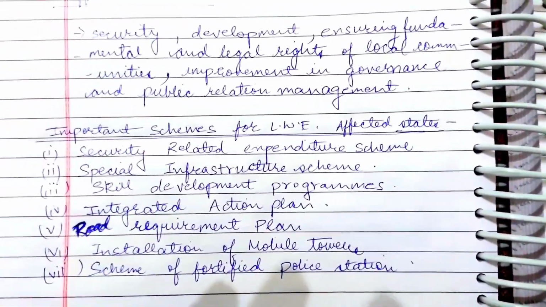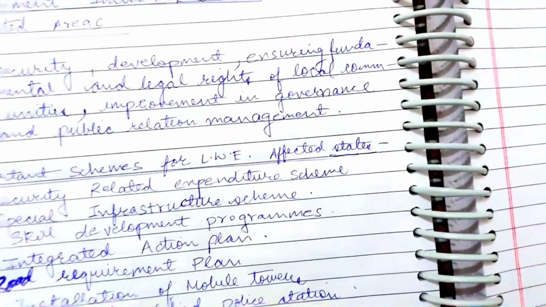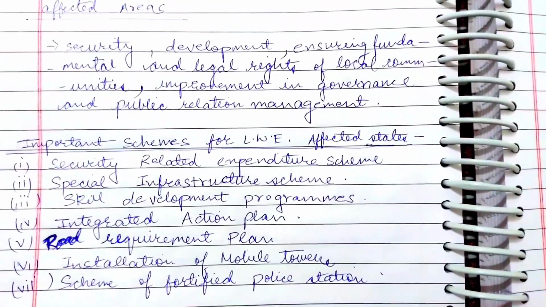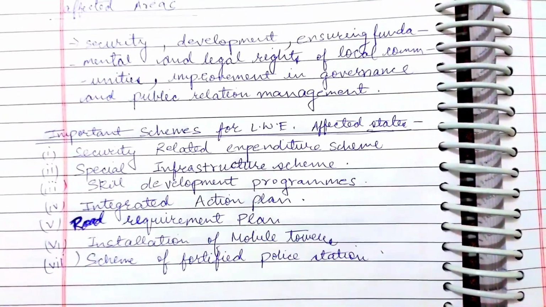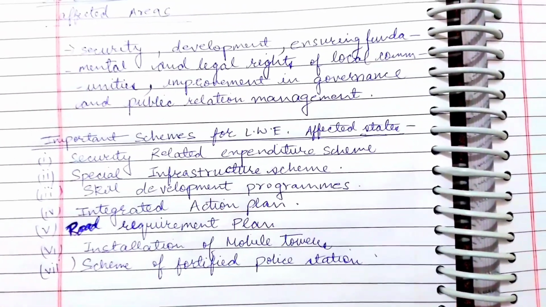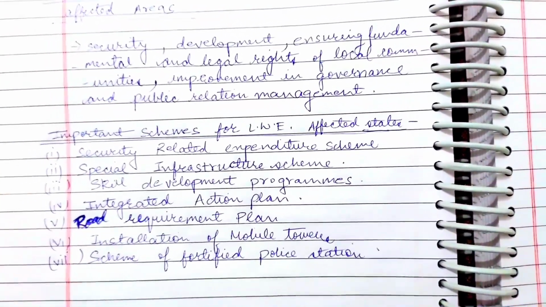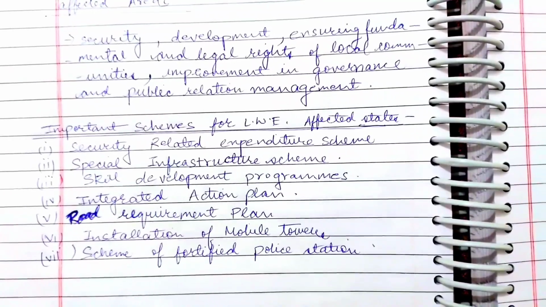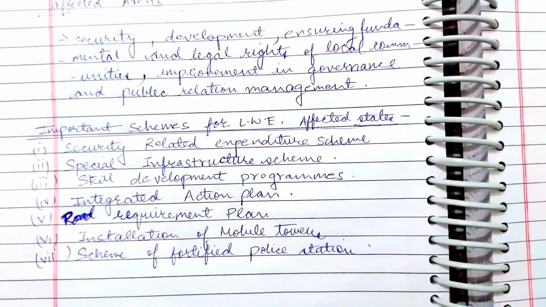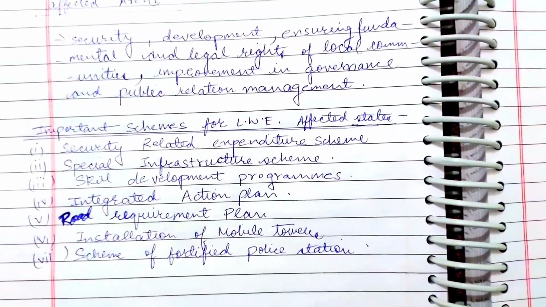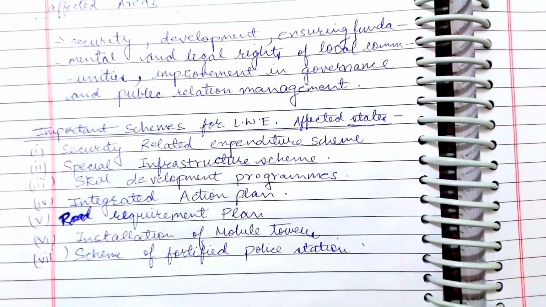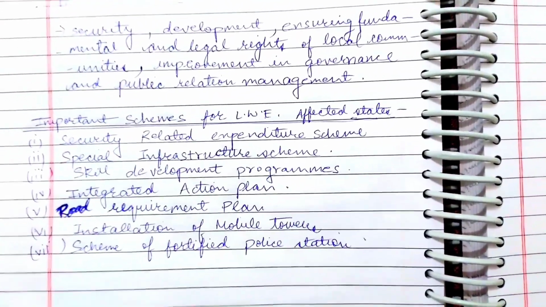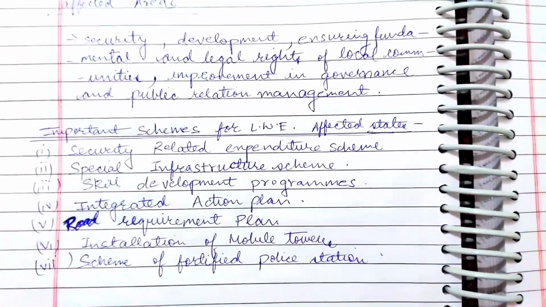Then again there are skill development programs, like the Roshni skill development program, which is being run in 34 districts affected by left-wing extremism and is implemented especially by the Ministry of Rural Development and the Ministry of Labor and Employment. Roshni is a special scheme under the Pandit Deen Dayal Upadhyay Gramin Kaushal Yojana. So this is the skill development program.